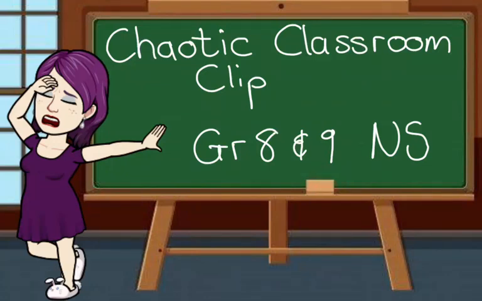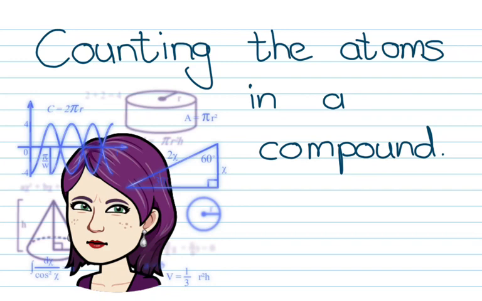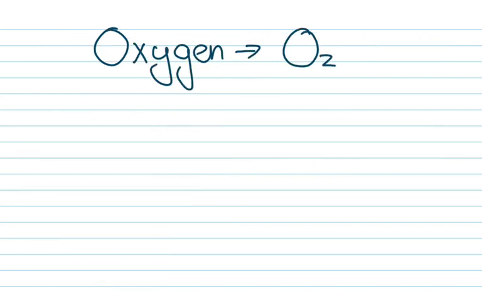This one is aimed at both grade 8 and grade 9 learners studying natural sciences in the CAPS syllabus, because it's something that a lot of grade 9s struggle with, and that is counting the atoms in a compound. Let's start by talking about oxygen.